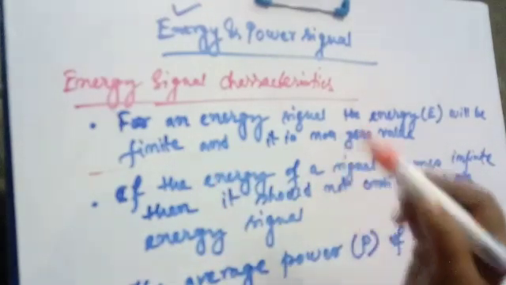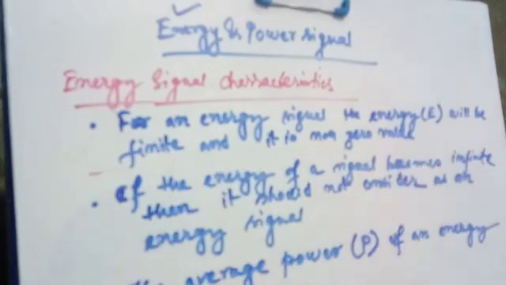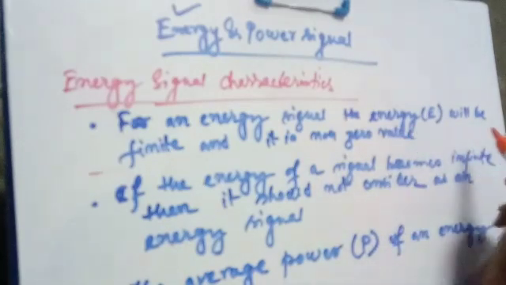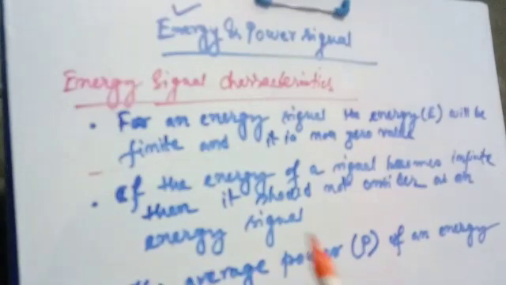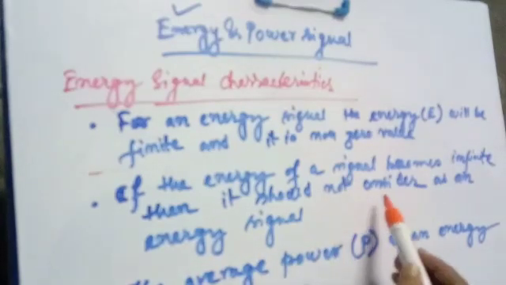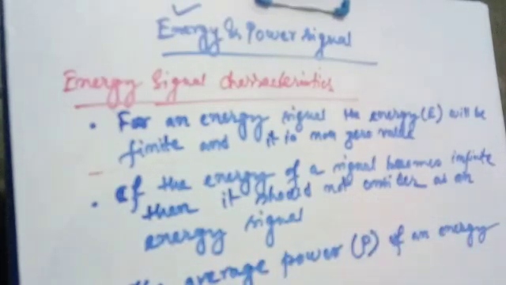Again, I am repeating these three characteristics. For our energy signal, the energy E will be finite and it is a non-zero value. Second, if the energy of a signal becomes infinite, then it should not be considered as an energy signal. And third, the average power P of an energy signal is 0.